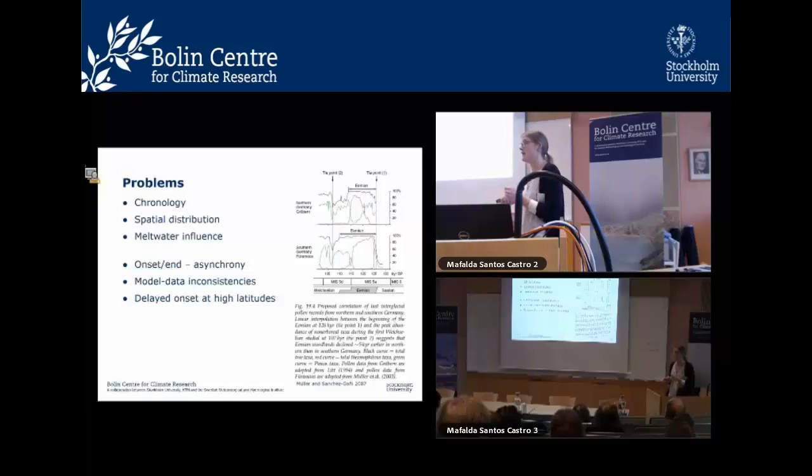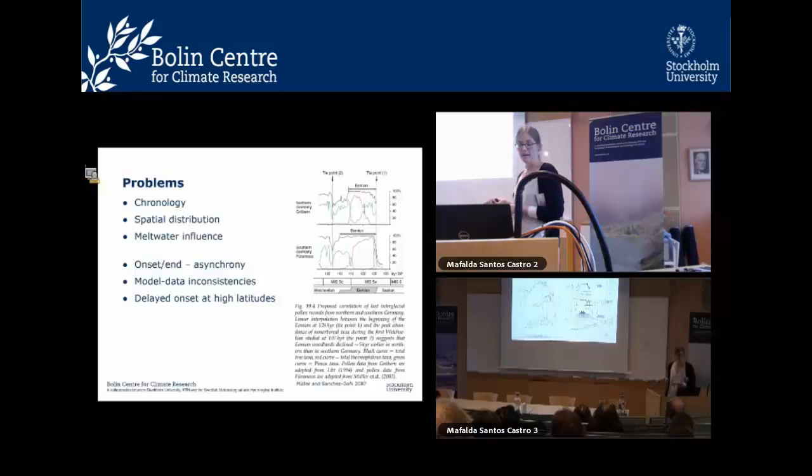And this has led to some model and proxy data inconsistencies, especially in high latitude northern areas during the early Eemian, and also ongoing discussion about the synchronicity or asynchronicity in the onset and end of the Eemian. And there's now sort of a consensus that the Eemian in northern Europe was shorter than the Eemian in southern Europe, mainly because of an earlier demise of interglacial conditions.